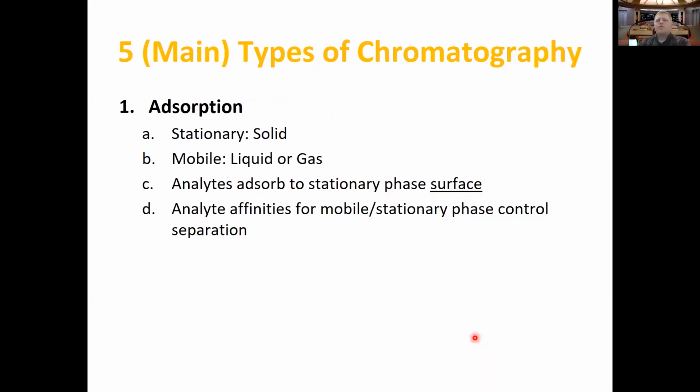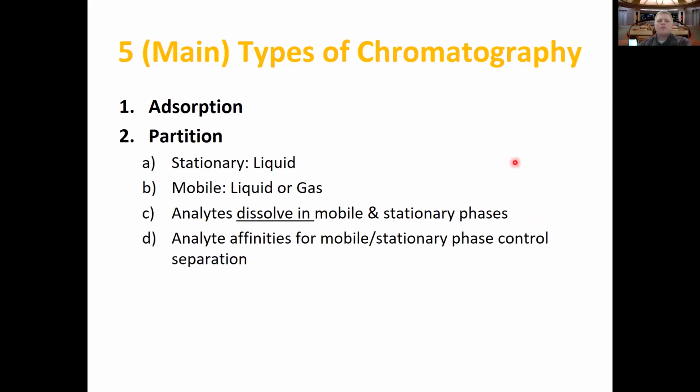All right, so let's review the types of chromatography we talked about. The first was adsorption chromatography. In adsorption chromatography, you have a solid stationary phase. Your mobile phase is a liquid or a gas. Your analytes will adsorb to the stationary phase's surface. They won't absorb into its interior. And the analytes' affinities for the mobile and the stationary phase control the rate of separation.